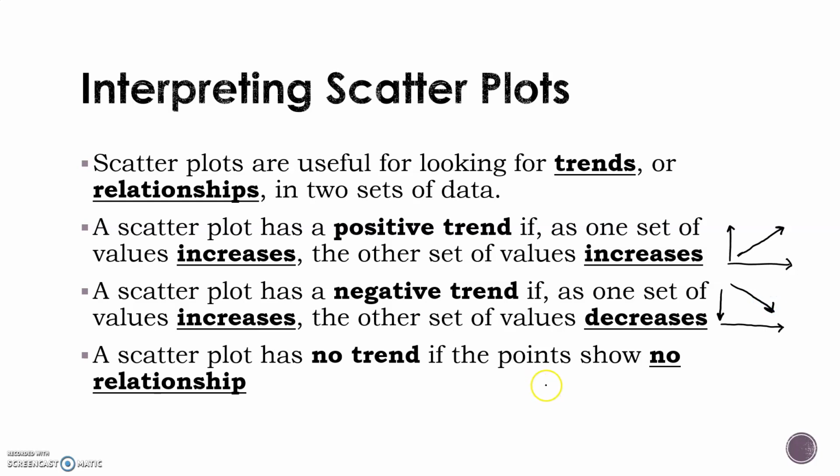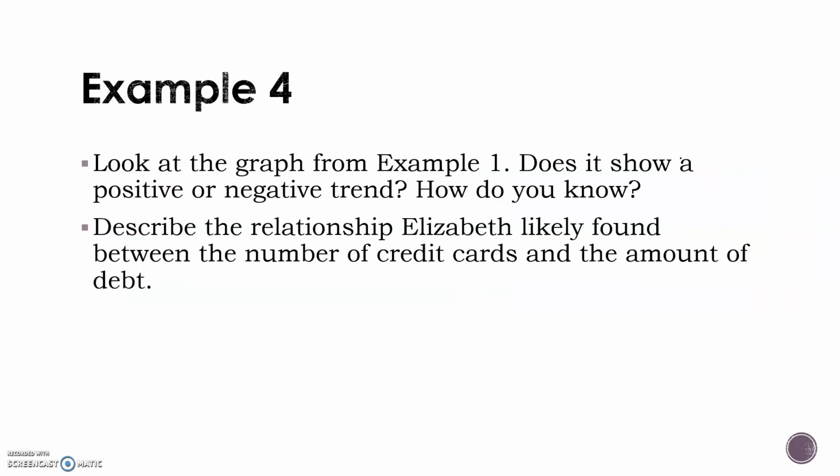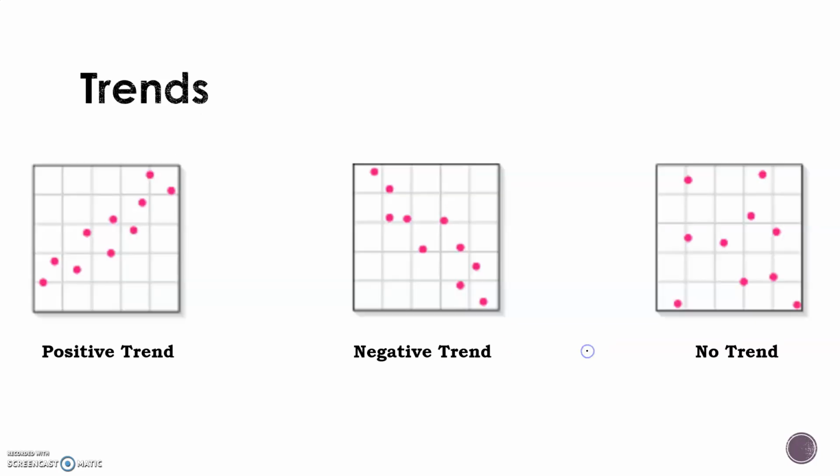And there would be no trend if the points show no relationship, if there's not a pretty clear line going one way or the other. So these would be a couple of examples. This one here would be a positive trend, a negative trend, and then this one would be no trend. And these are just general examples again. Look at the graph from example 1. Does it show a positive or negative trend? How do you know? So let's see.